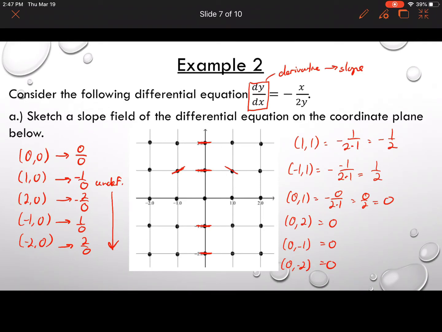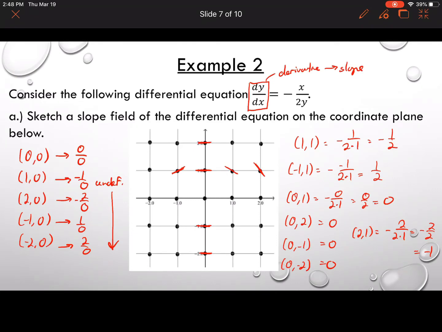Now, I think I'm going to do 2 more together, and then I'm going to speed through the rest. So, for example, if we did 2, 1. So 2 for x, 1 for y, you end up with negative 2 over 2, which is negative 1. So our slope is still negative, except this time it's 1. As a result, the line that you should draw at 2, 1 should be steeper than the line that you drew at 1, 1, because remember at 1, 1 the slope was 1/2, and the slope here is 1. 1 is going to be a steeper slope than 1/2, so this slope has to be steeper than this slope.